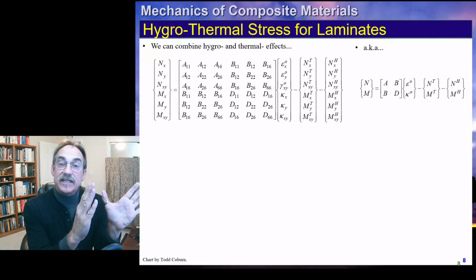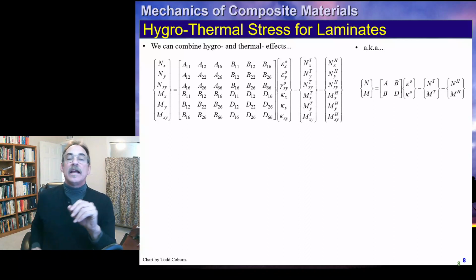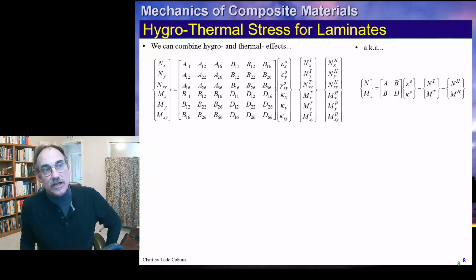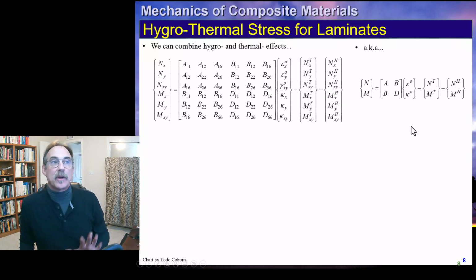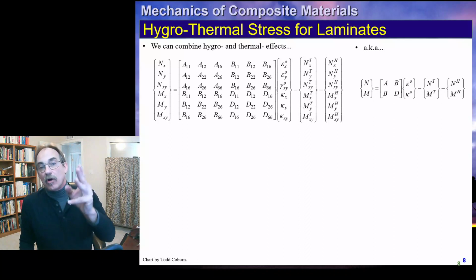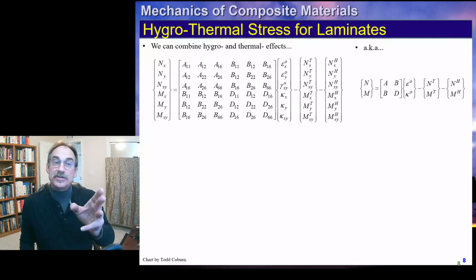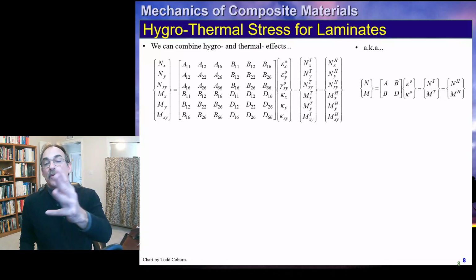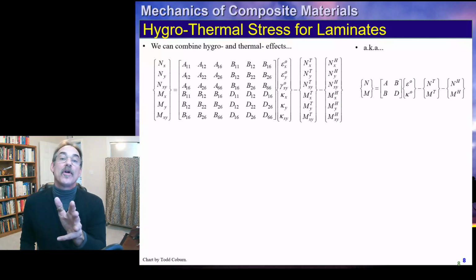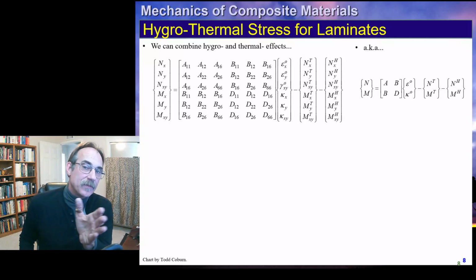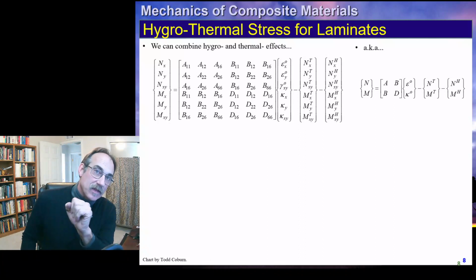We can write it like this in expanded notation, or like you see to the right in condensed notation, where the N and the M each represent the three values of running load and moment. The ABBD matrix represents each of those matrices has 9 inputs. We have our midplane strains, 3 values, and curvatures, 3 values. We subtract out 3 values of thermal fictitious running load and 3 values of thermal fictitious running moment, and we subtract out the running loads and moments for the hygroscopic effects as well.